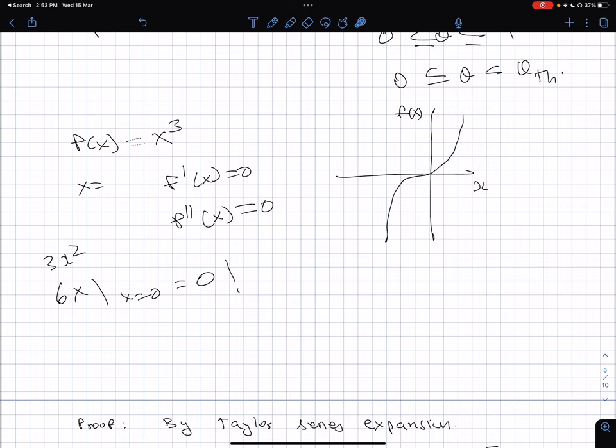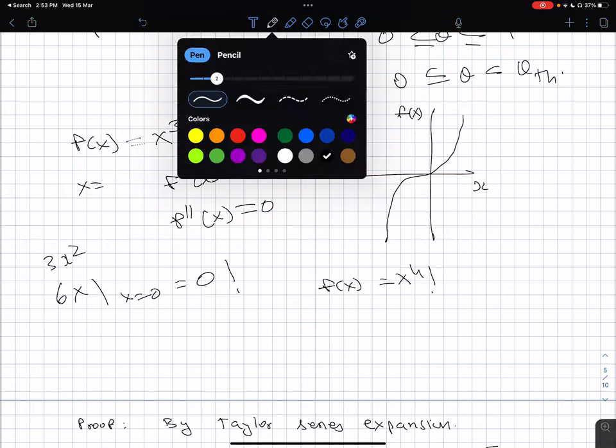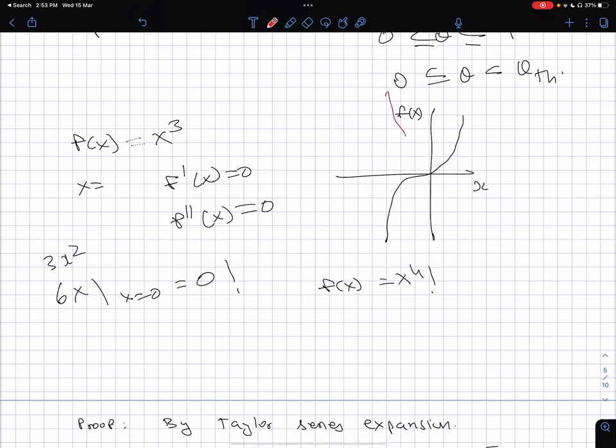So therefore I said, but now look at f of x equal to x to the power 4. If you look at x to the power 4, its curvature is going to look something very steep like this, similar to x square amplified. Now, in this case also, f dash of x is 0 when evaluated at x equal to 0, and f double dash is also 0.